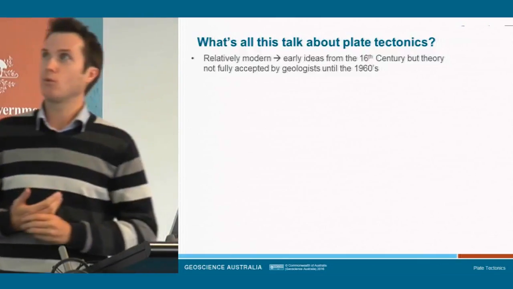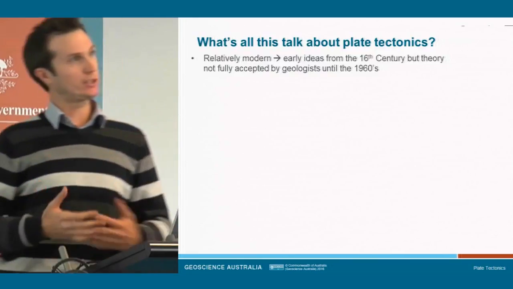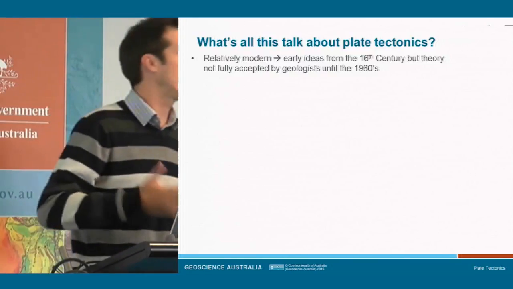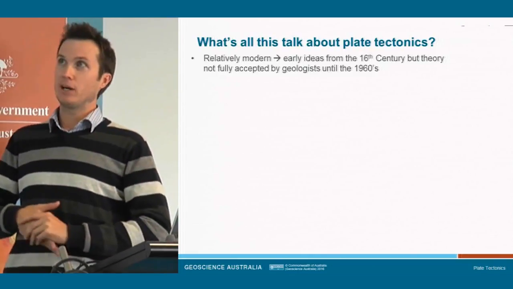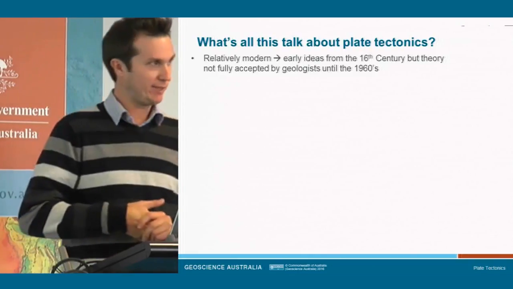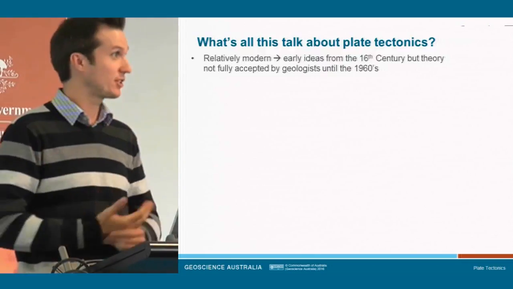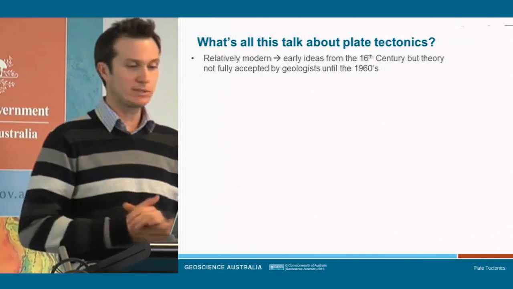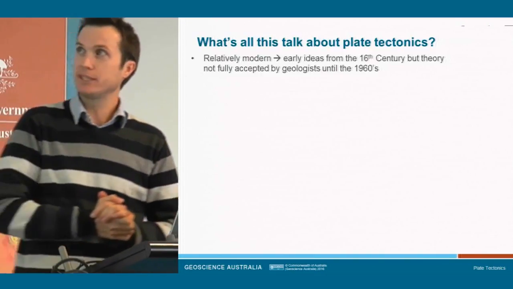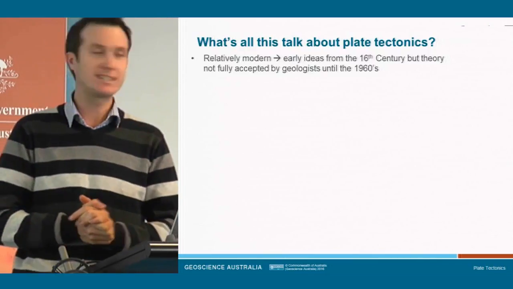Okay, so what's the big deal about plate tectonics? Why is it important, and how did it come to be the major theory that underpins a lot of Earth processes? Well, the surprising thing is that it's a relatively modern idea. There were some early ideas from the 16th century about how continents moved around, but it wasn't really fully accepted by geologists and the wider scientific community until the early 1960s.